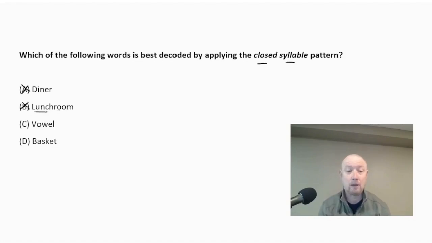Choice C, vowel. And vowel is actually a team vowel pattern. So the O, W, and the E are going to create the sound ow in vowel. So that is called team vowel patterning. So that choice is eliminated. So the only choice that works here would be basket. And we have the short A sound followed by the consonants S and K after. So choice D would be a closed syllable pattern.